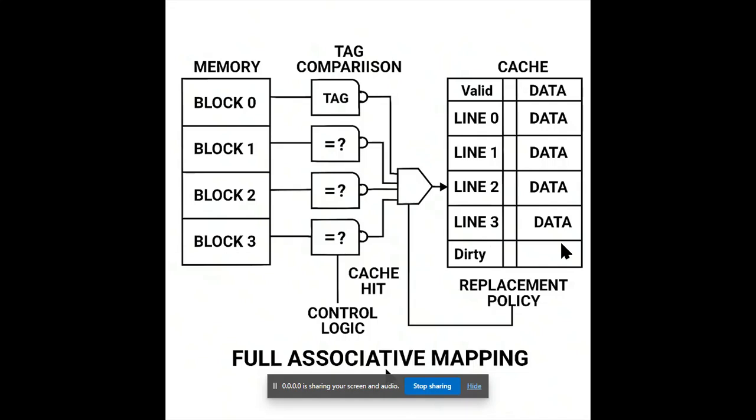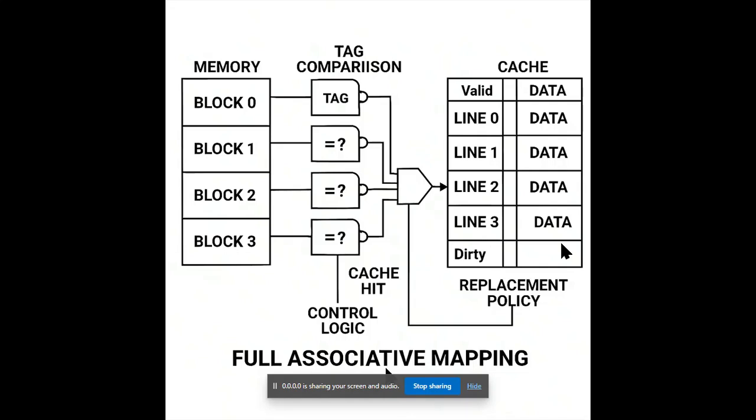Comparators compare the incoming tag with all tags stored in the cache lines. Control logic manages read and write cycles, hit and miss detection, and enables cache accesses. The replacement policy determines which cache line to evict on a miss, which means which cache line to take out. We have the valid bit, which flags whether a cache line contains valid data, and dirty bits, which are optional and indicate whether a cache line's data has been modified.